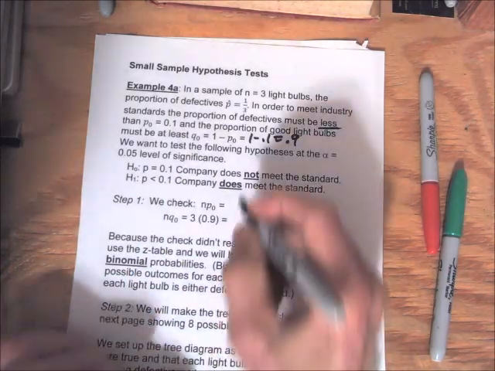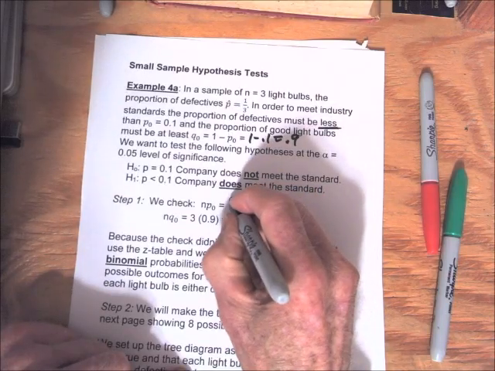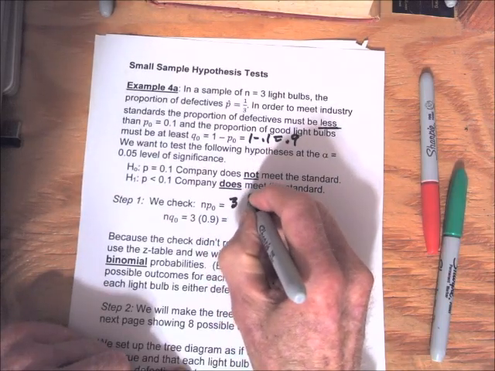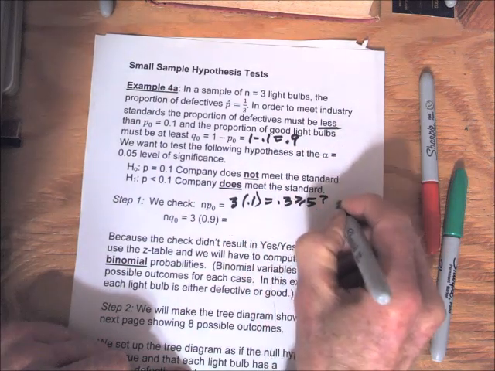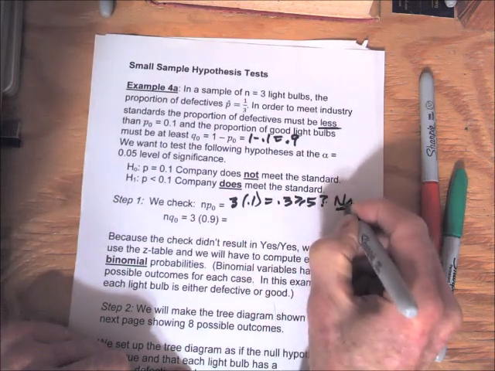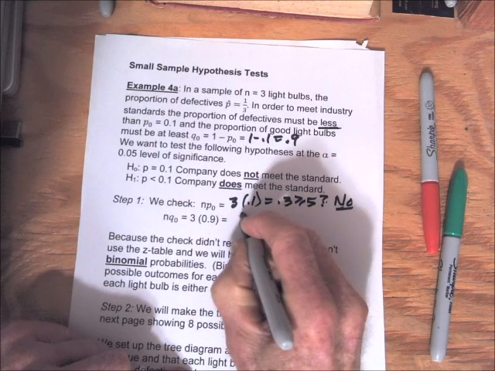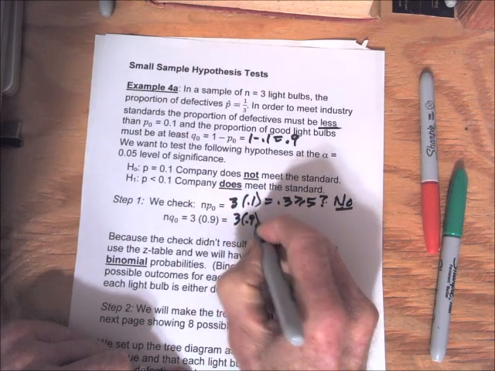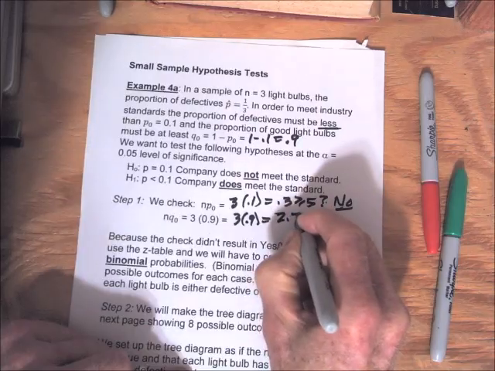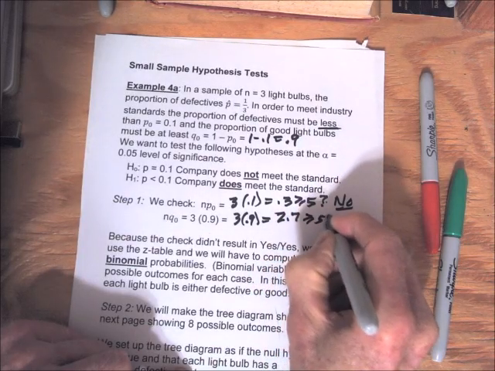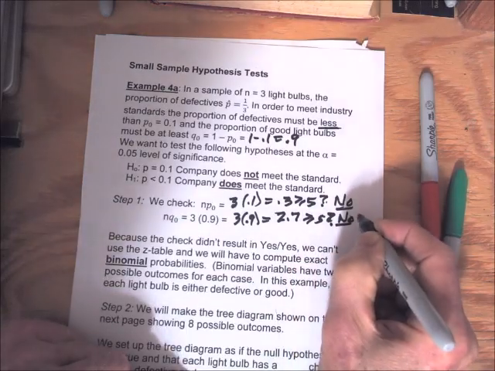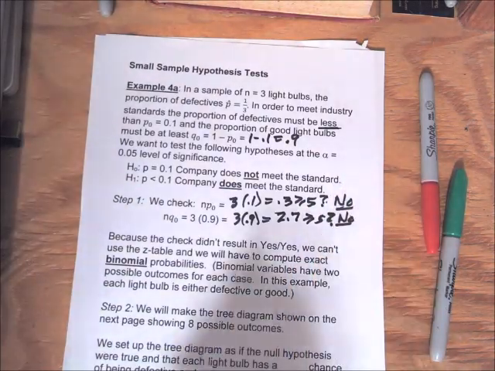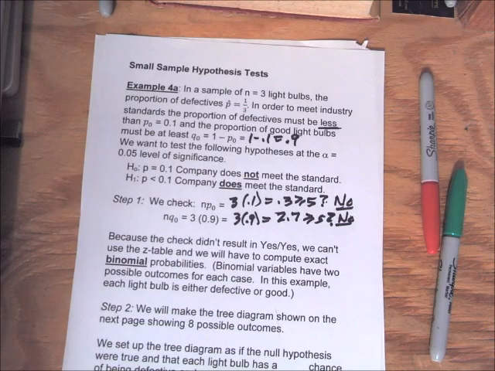So we want to check whether n times p0 is at least 5. So n is 3, p0 would be 0.1, that's 0.3, and that's not bigger than or equal to 5. n times q, that'd be 3 times 0.9, 2.7, and that's not greater than or equal to 5. So we have two no's, and even if we had just one no, we have to compute the exact binomial probability.